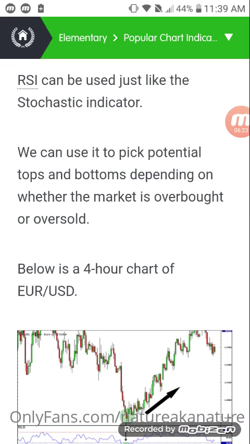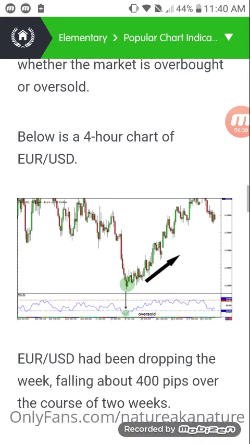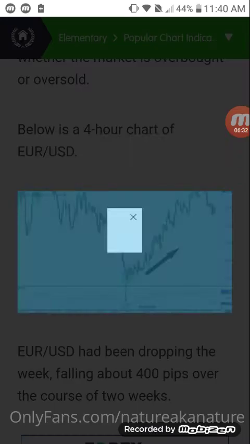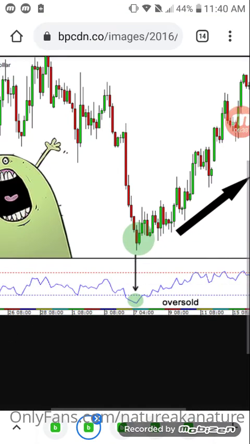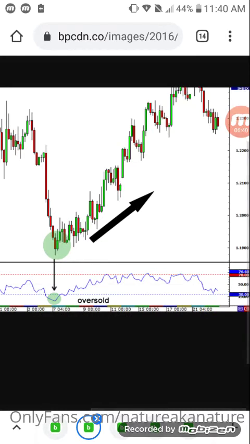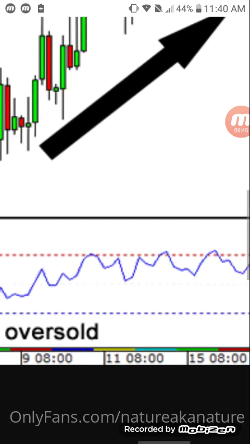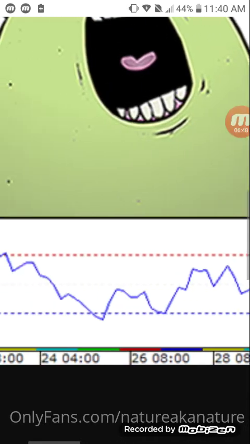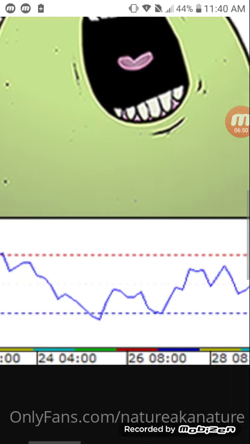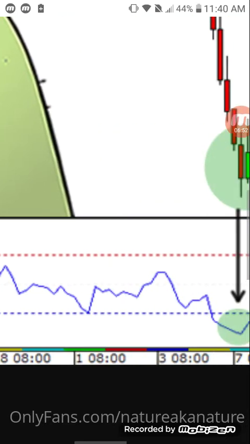So we use the RSI to pick potential tops and bottoms, depending on whether the market is overbought or oversold. In this example, on a 4-hour chart, you can see the 50 line right here. Price was at the 70 line in the past, and in the past it went to the 30. So this happens a lot.